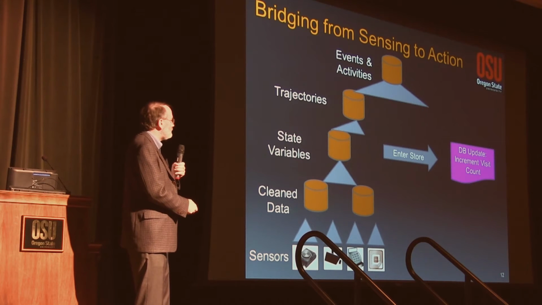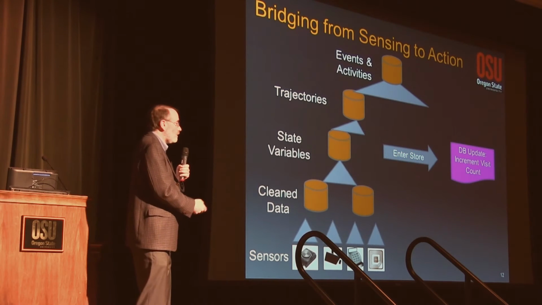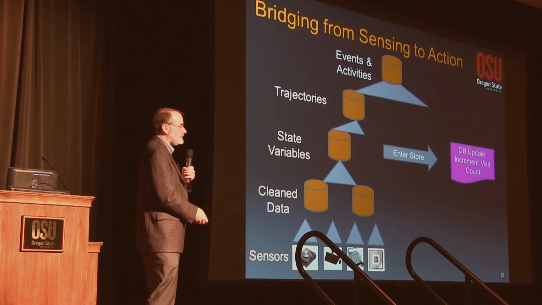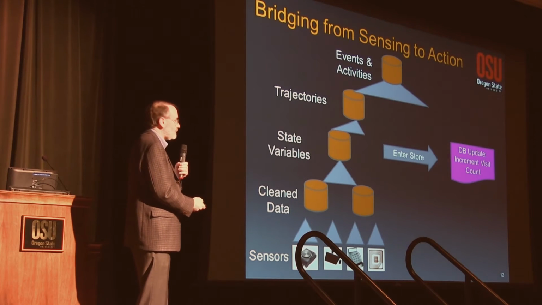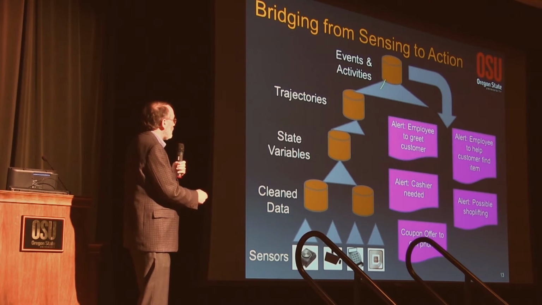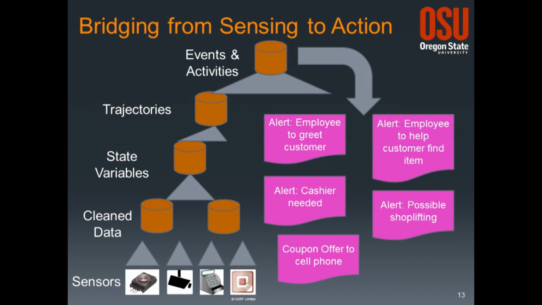Again, maybe at the level of state variables, we might be taking actions like incrementing a visit count. If we can recognize this employee, maybe from their affinity card or maybe from face recognition, we might then increment our count of the number of times they visited this store and update our model of their loyalty and so on. At the level of events and activities, of course, is where there's the most interesting and actionable thing. So we might alert an employee to go greet this customer because they are a high-value customer.